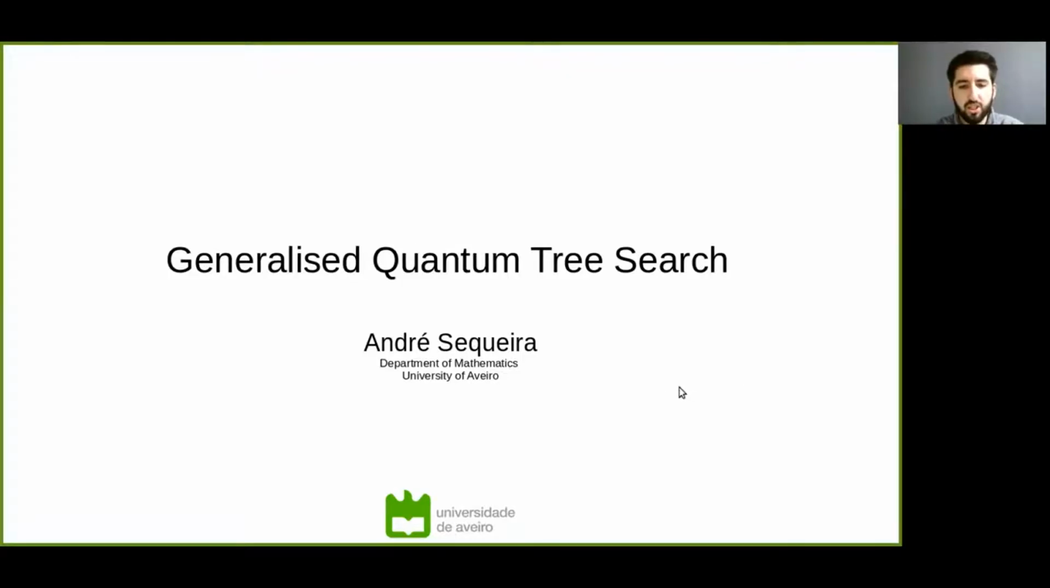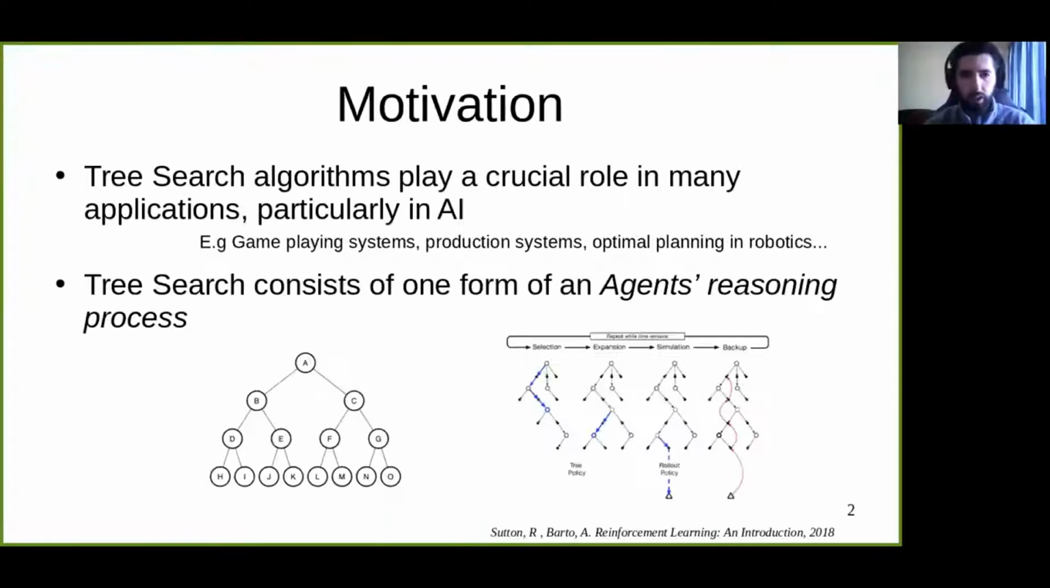Okay, let me just start by trying to motivate you towards studying quantum algorithms for research. Now, research algorithms play a crucial role in many applications, particularly in artificial intelligence. So, research algorithms appear in many different domains: game-playing systems, production systems, robotics, optimal planning, as it is called. And so, in the language of artificial intelligence, an agent performs reasoning by exploiting some knowledge or some previous knowledge about a given problem. And so, research consists of one such form of reasoning.